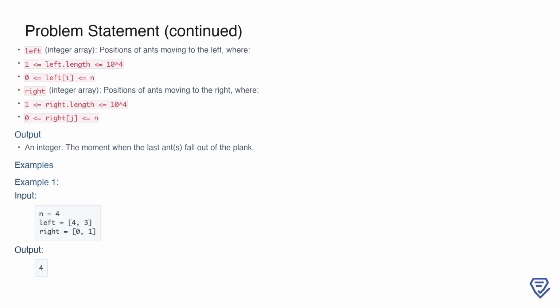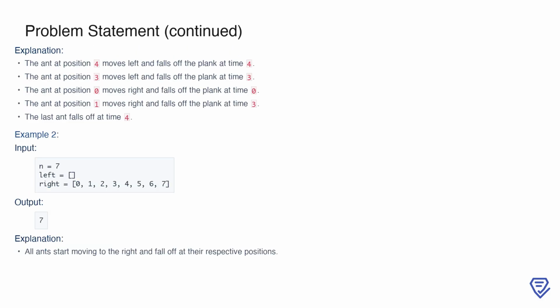Let's look at a couple of examples to understand how this works in practice. In the first example, the plank has a length of 4, with ants starting at positions 4 and 3 moving left, and 0 and 1 moving right. The ant at position 4 moves left and falls off at time 4, while the ant at position 3 falls off at time 3. On the other side, the ant at position 0 moves right and falls off immediately at time 0, and the ant at position 1 falls off at time 3. The last ant to fall off is the one that started at position 4, so the output is 4.